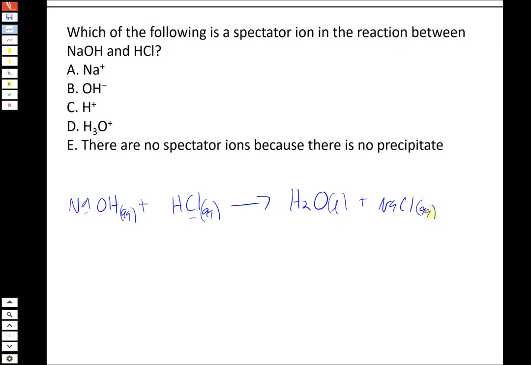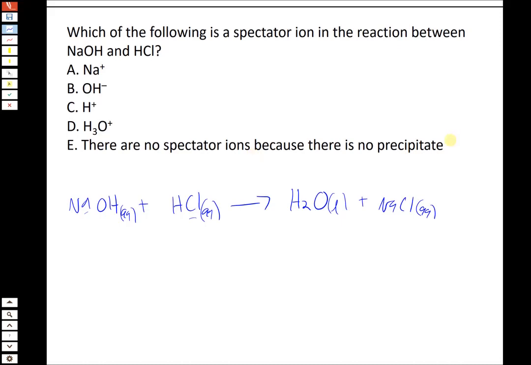So in this reaction, as is the case for most acid-base reactions, not all, but most of them, there is no precipitate being formed. So a lot of you picked choice E here: there are no spectator ions because there is no precipitate. Now it's true that there's no precipitate, but it doesn't mean there's no spectator ions. So precipitation reactions often and almost always do have spectator ions, but that's not the only type of reaction that has spectator ions. Pretty much any type of aqueous reaction can have spectator ions.